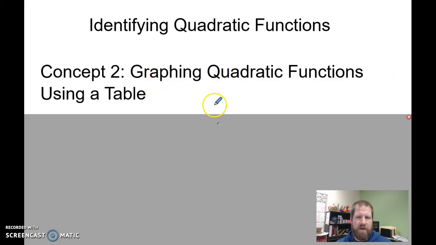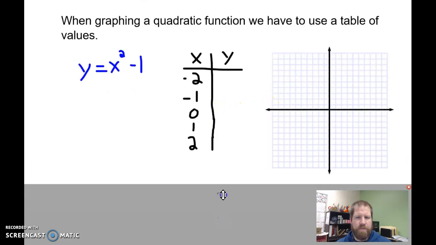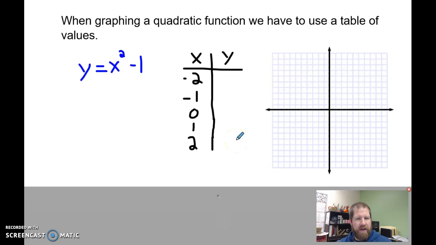Concept 2, graphing quadratic functions using a table. Alright, so when we're graphing a quadratic function, we have to use a table of values. If you remember back when we were doing linear equations, we could plot 2 points and then connect the line and just extend it, or we could plot 1 point and use the slope to extend our line. We can't do that here because we've got a curved line.